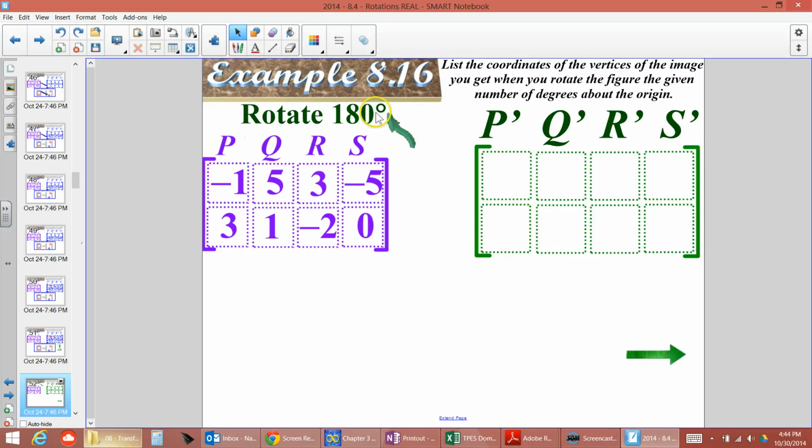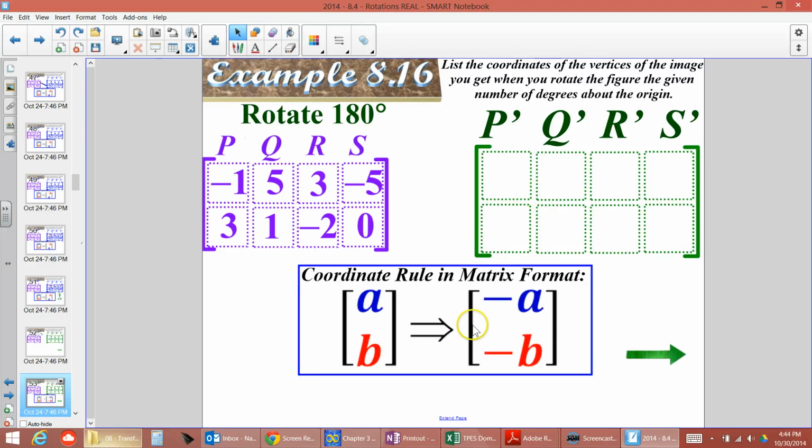Okay, now if I tell you 180, I find the 180 rule. A becomes negative A. Doesn't change top or bottom, just change signs. B, change signs, there you go.